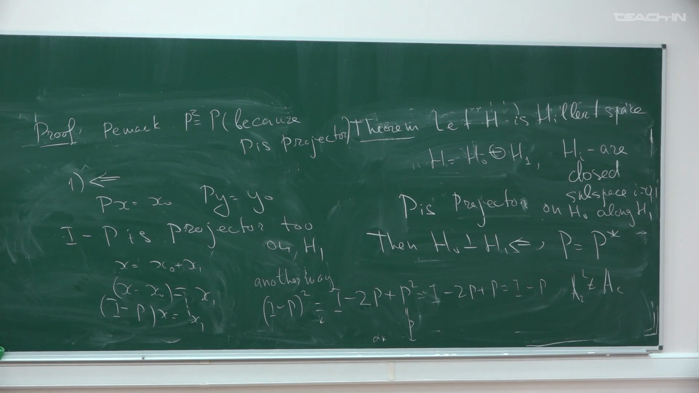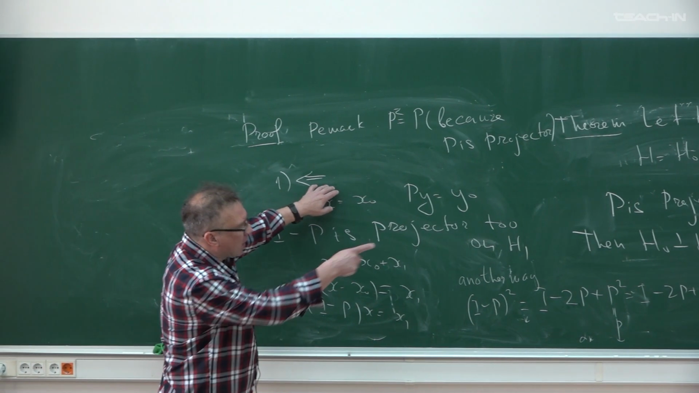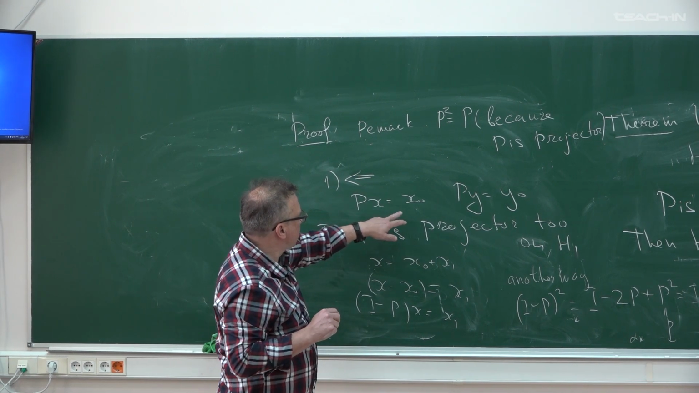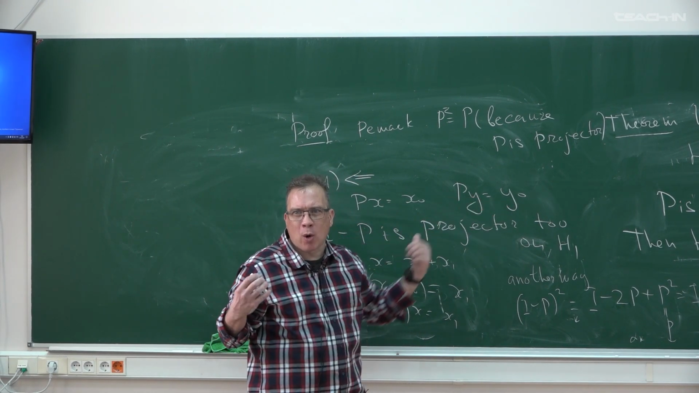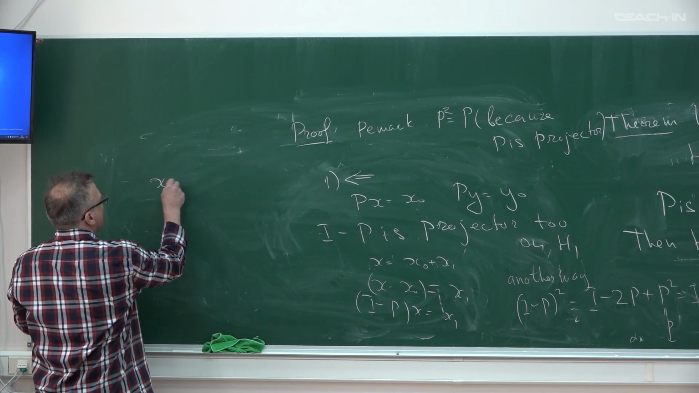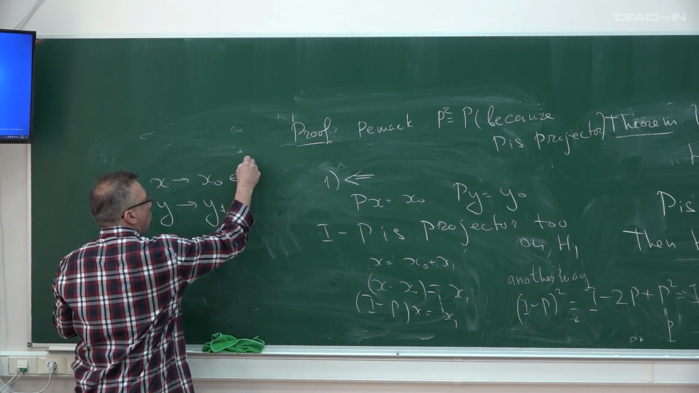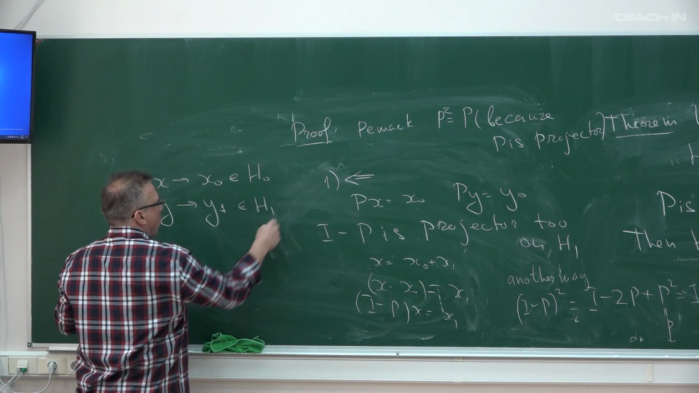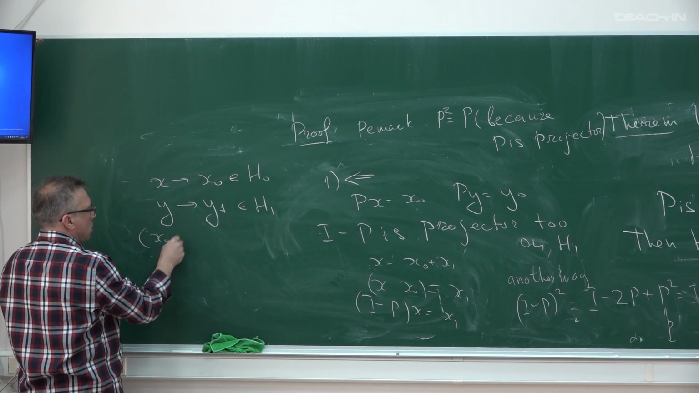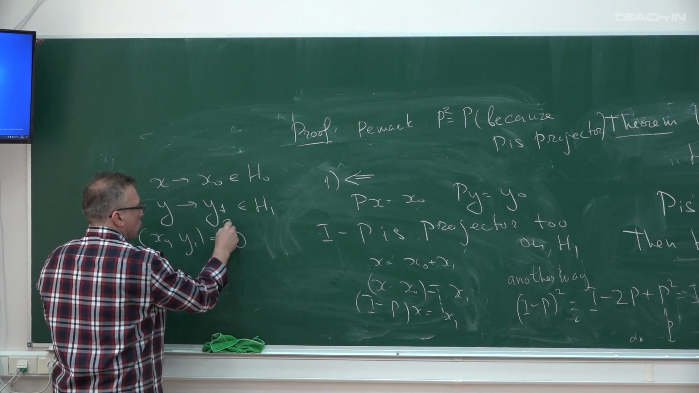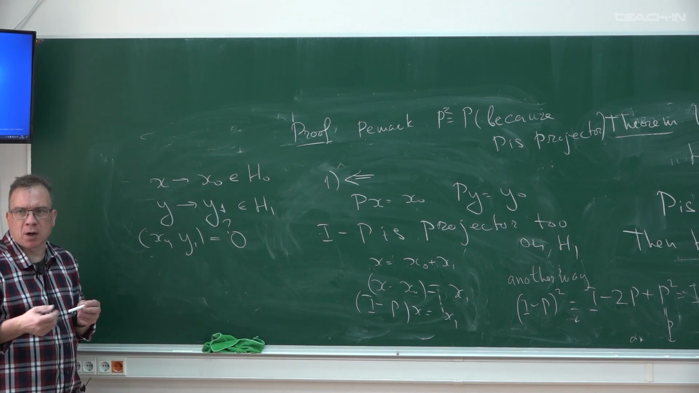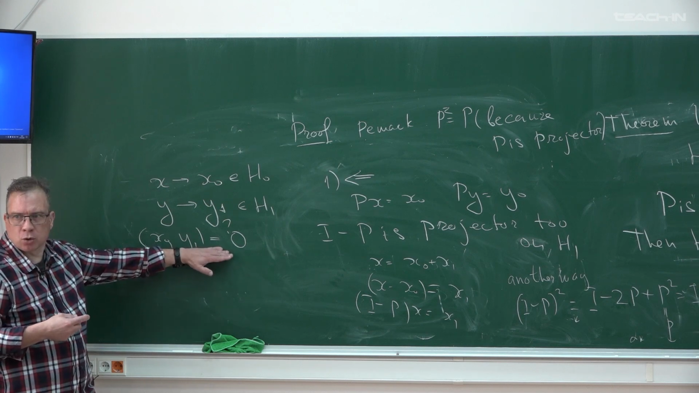Okay, but we do not start the proof, only some preliminary remarks of the general situation. What we need to show, if the operator is self-adjoint, is that x0 is orthogonal to any y1. From x we obtain x0, from y we obtain y1, one from H0, the other from H1. Our goal is to show that the subspaces are orthogonal. This is what we need to show.